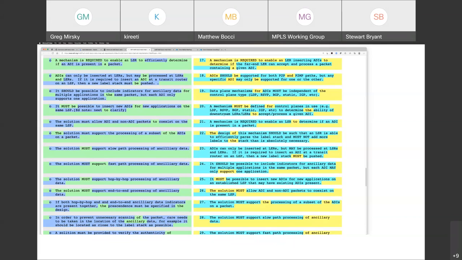So my proposal is just to delete 20 for now, because it's perhaps going into a little bit too much specifics about how to do it. And it doesn't stop anyone from writing a draft to say how to do it in RSVP or in ISOS or whatever. Is that reasonable? Yes. Okay, let's move forward.